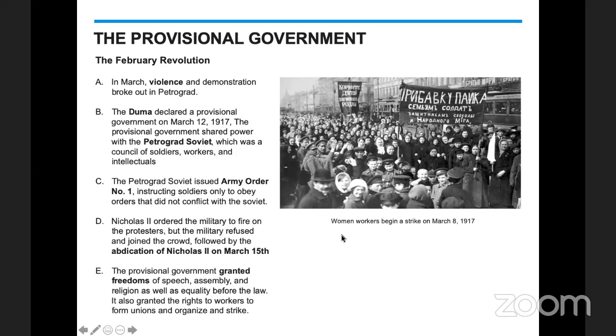So this is the so-called February Revolution. Russia and the rest of Western Europe follow a different calendar. So that is why we talk about the February Revolution, on their calendar, starting in March. And that will lead to what's coming next.